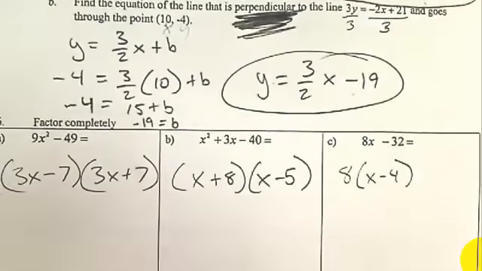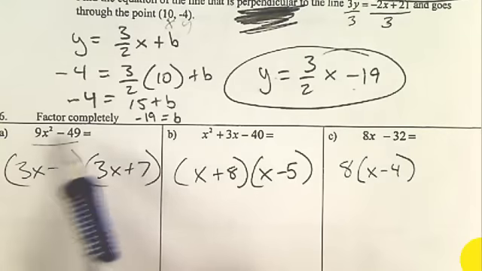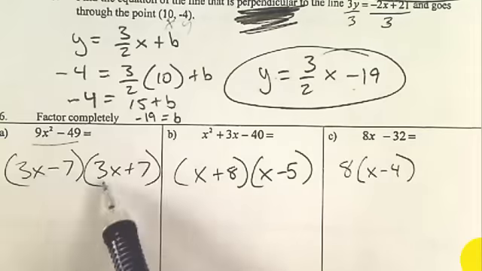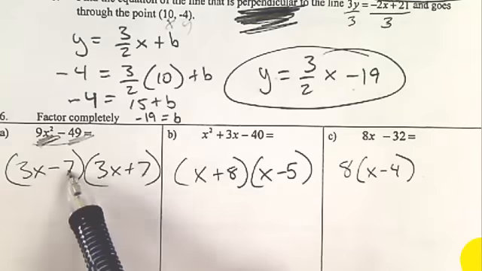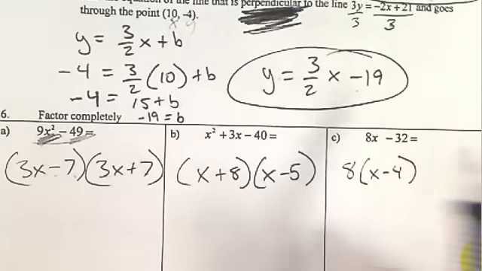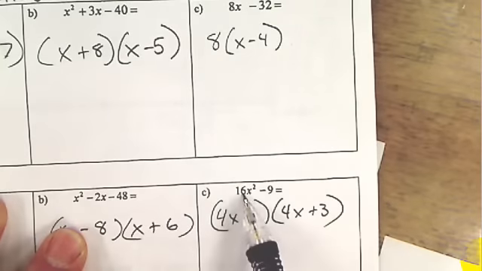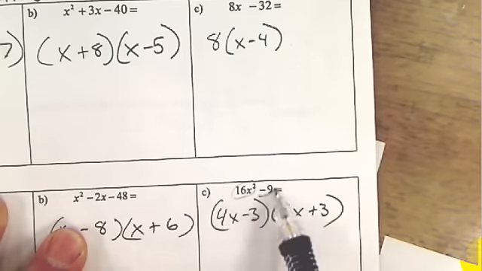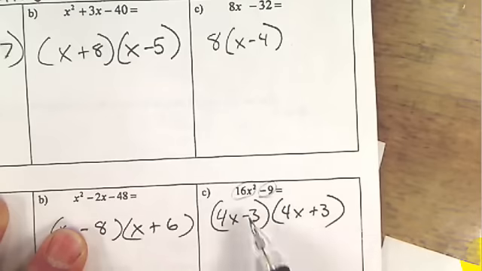Factor. Here's our trick. This is our second trick, the difference of two squares. So 3x, 3x. 49, 49 gives you 7 and 7. One's positive, one's negative. Here's another difference of two squares. That's a perfect square. So you take the square root of it, you get 4x, 4x, 3 and 3. Those are the patterns we looked at on Wednesday.